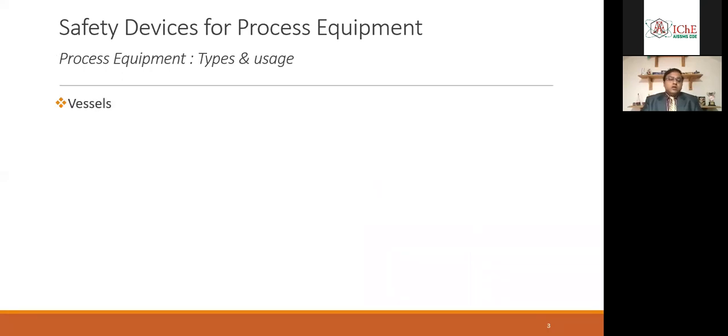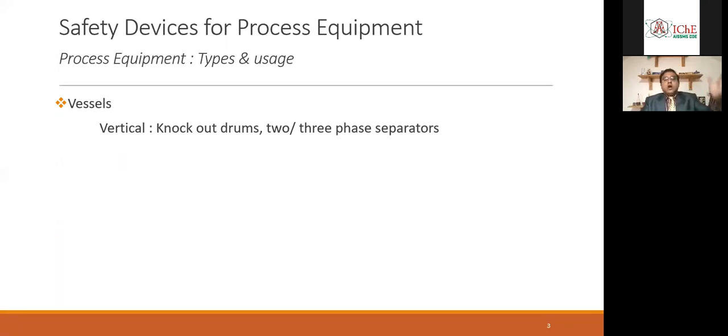First of all, vessels. You see vertical vessels whenever you pass through. I don't know how many of you have been able to visit an oil and gas or a petrochemical plant, so you would have seen it with your own eyes. But vessels, there are two types, vertical and horizontal. They are basically knockout drums and two or three phase separators.